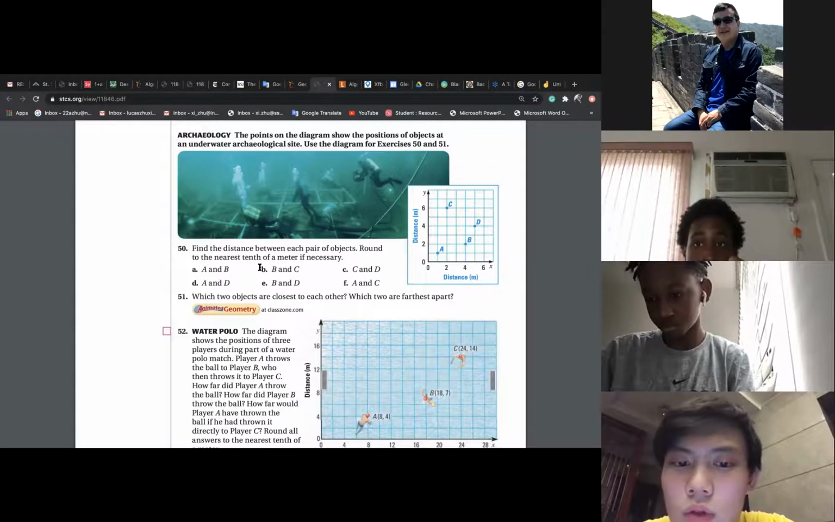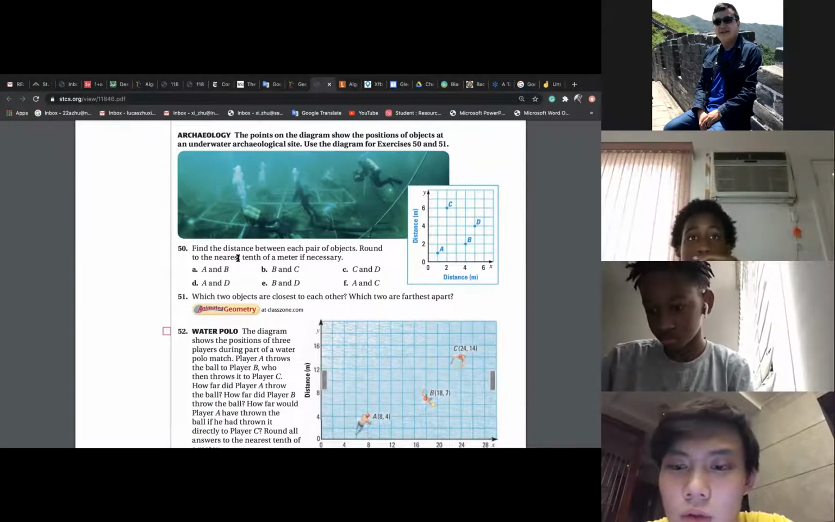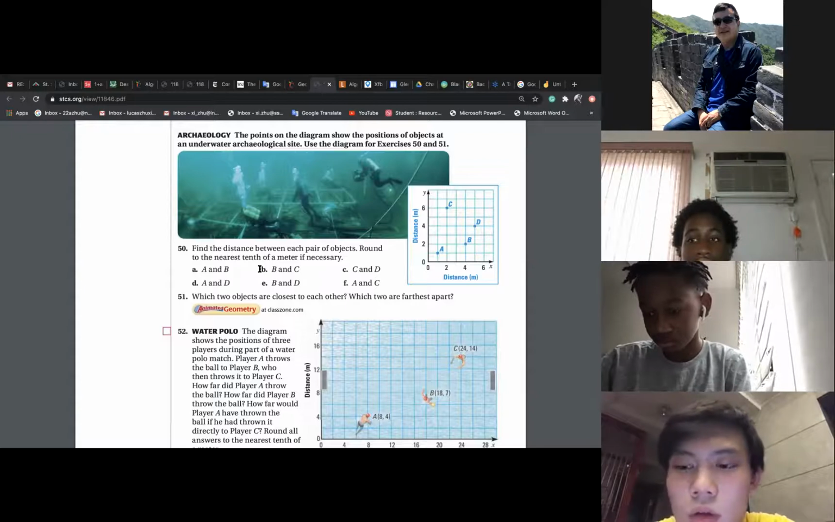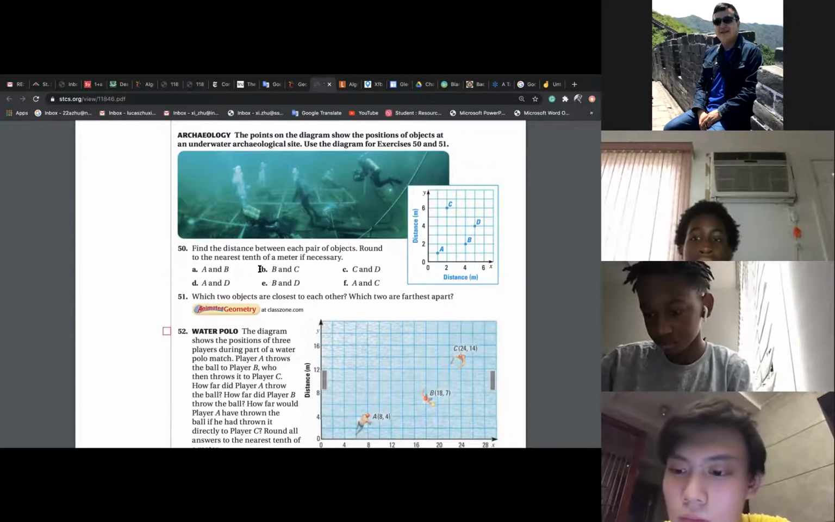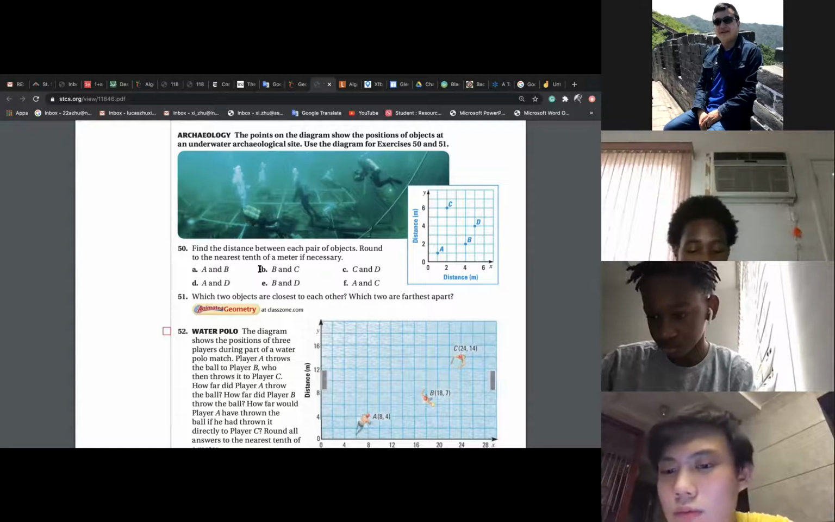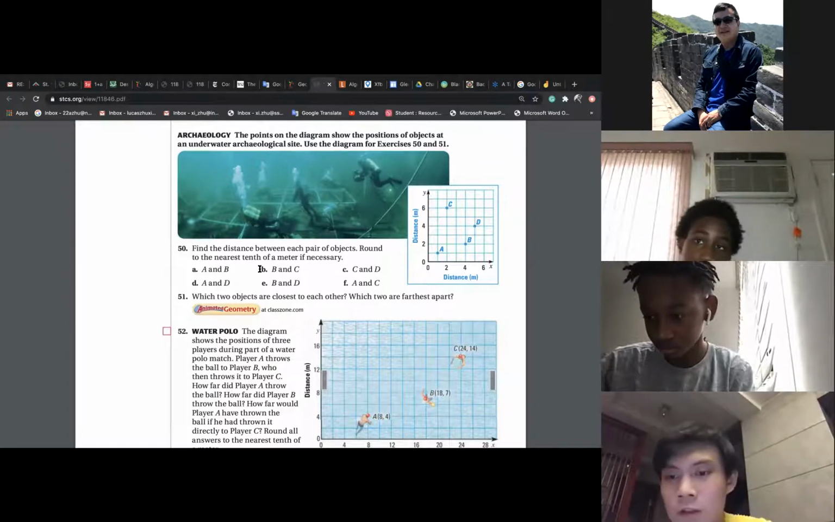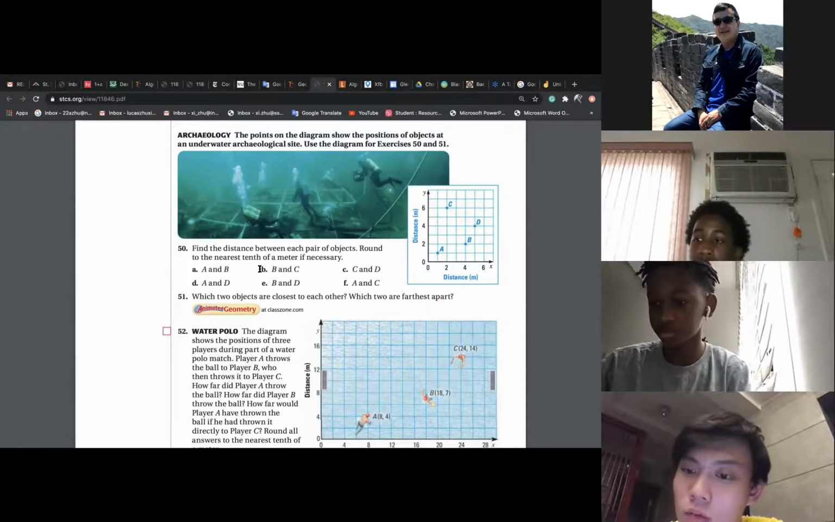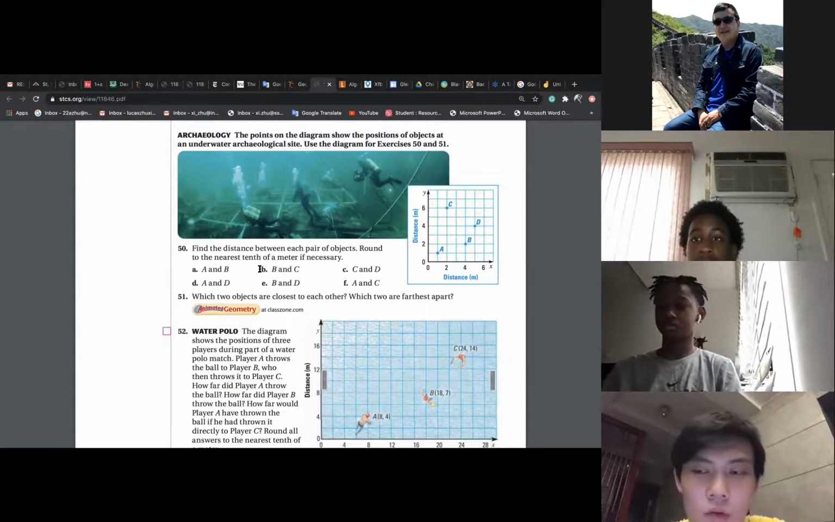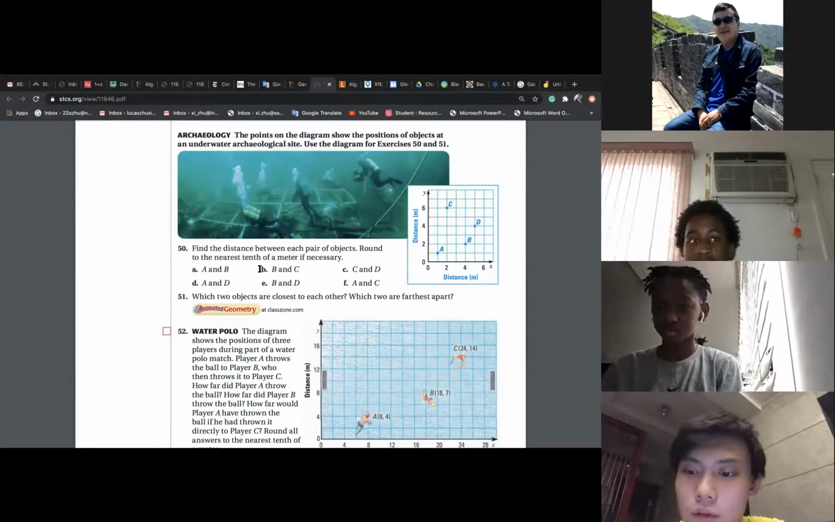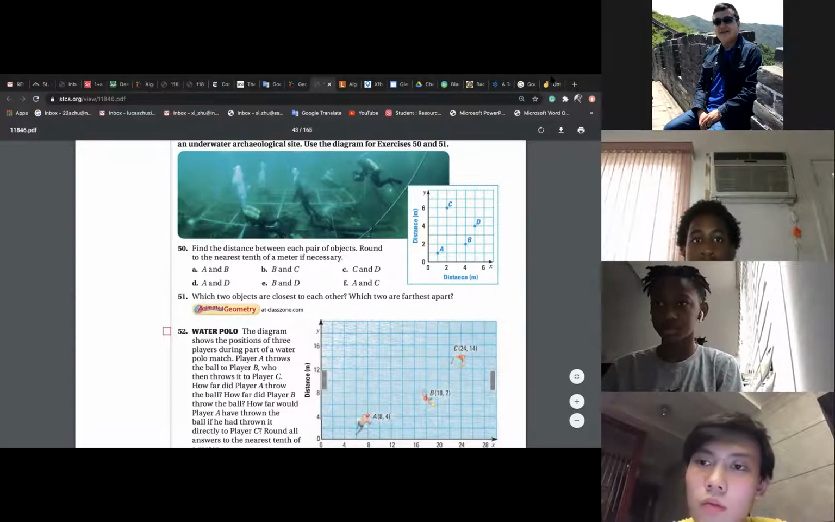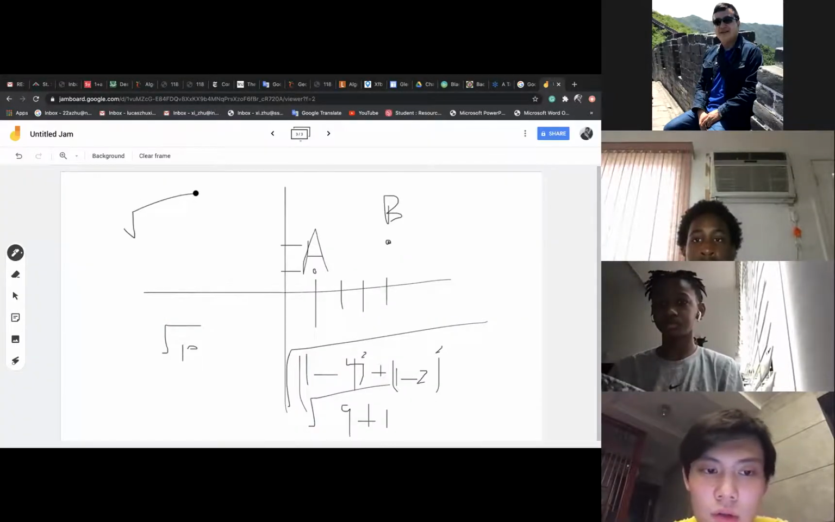But you don't have to use the calculator, so you don't have to get the decimals. Just get whatever you get after you simplify the whole thing. I got square root of 20. Yeah, me too. Okay, but remember we have to simplify it, right? How do you simplify square root of 20?